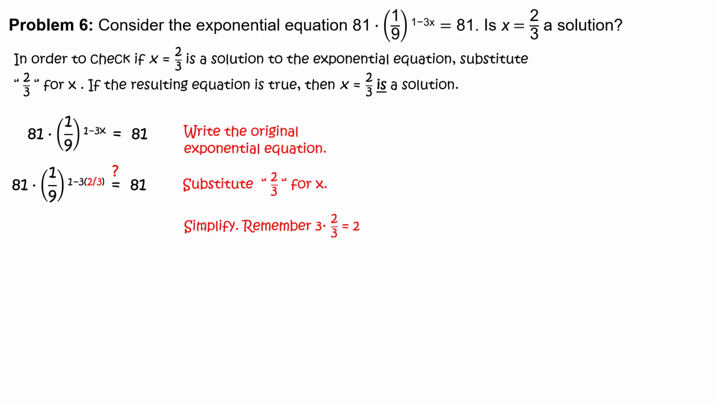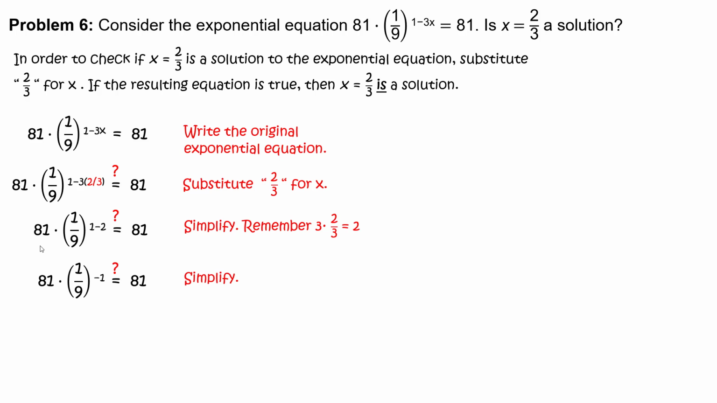All right, I'm going to simplify. 3 times 2/3 is 2, right? It's 6 divided by 3 or 2. So I'm going to get 81 times 1/9, 1 minus 2 on the left side, and on the right side I'm going to have 81. And again, I don't know whether that's true or not yet, so that equal sign has not been verified yet, so I'm going to write a question mark over the equal sign.